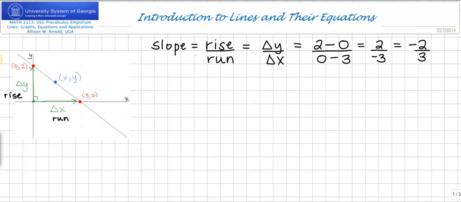When the value for slope is negative, it means that your line is decreasing from left to right.